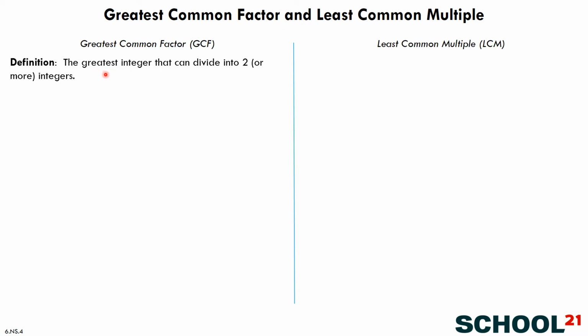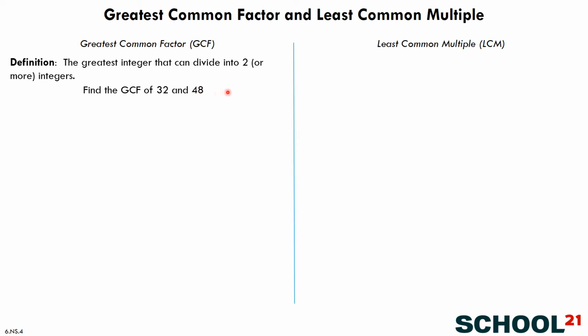It's the greatest integer that can divide into two or more integers. That sounds kind of complicated. Let's go ahead and look at an example because it'll be clearer. If we want to find the greatest common factor of 32 and 48, a factor is an integer that can divide into a number. There's lots of factors of 32, like 2 is a factor of 32 and 8 is a factor of 32, and there's lots of factors of 48. But we want to find the one that's common to both of them, that's the greatest.